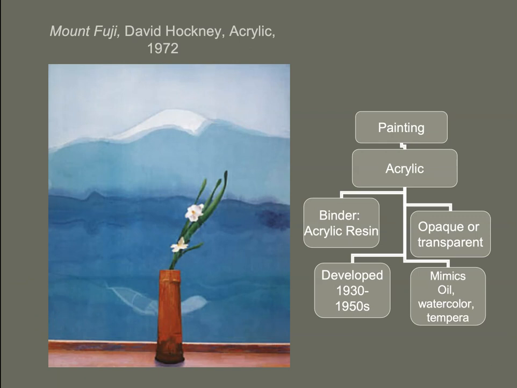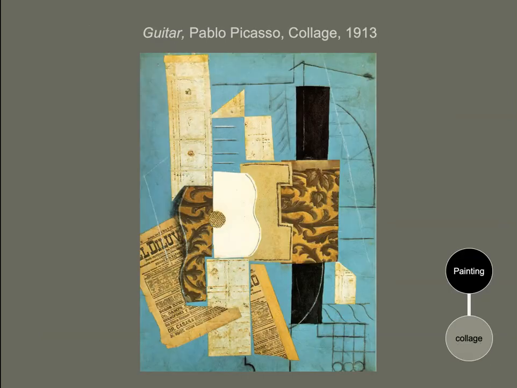Another great thing about acrylics is that it can be used on canvas, paper, fabric, wood, really any ground it can be used on. It dries quickly, so it's a lot quicker to use than oil painting, and it's very permanent as well.